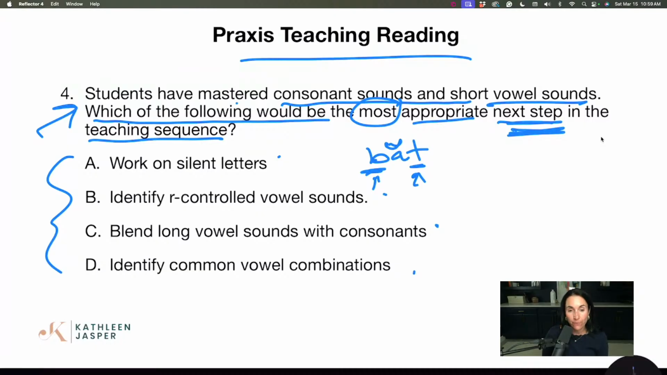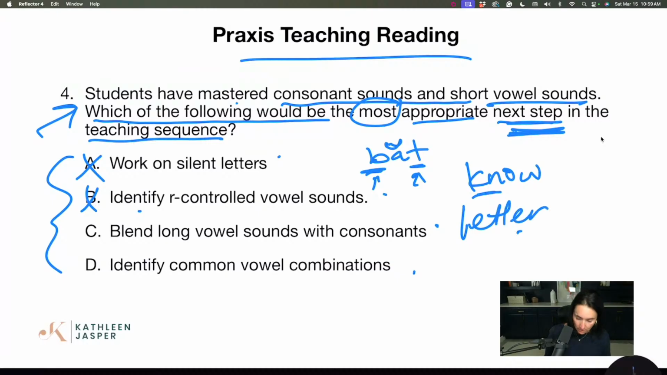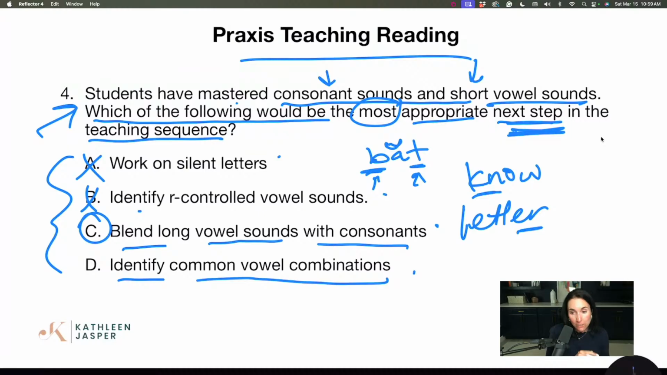Well, you have to know the phonics continuum, and it's in the book, Working on Silent Letters to Advanced. You don't go from bat to no. You just don't, right? KN, GN, GH, silent letters are high level. B, R controlled vowel sounds, another advanced. That's letter ER, vowel R controlled, too high. Blend long vowel sounds with consonants. Okay, that makes sense. We have short vowel sounds with consonants, long vowel sounds. That looks like it might be it. D, identify vowel combinations. This is where, again, D could be the distractor.